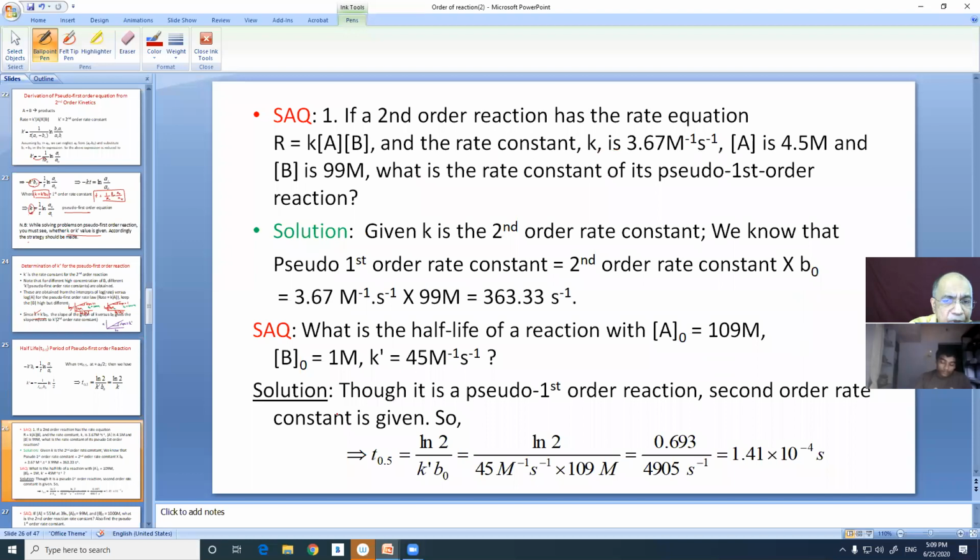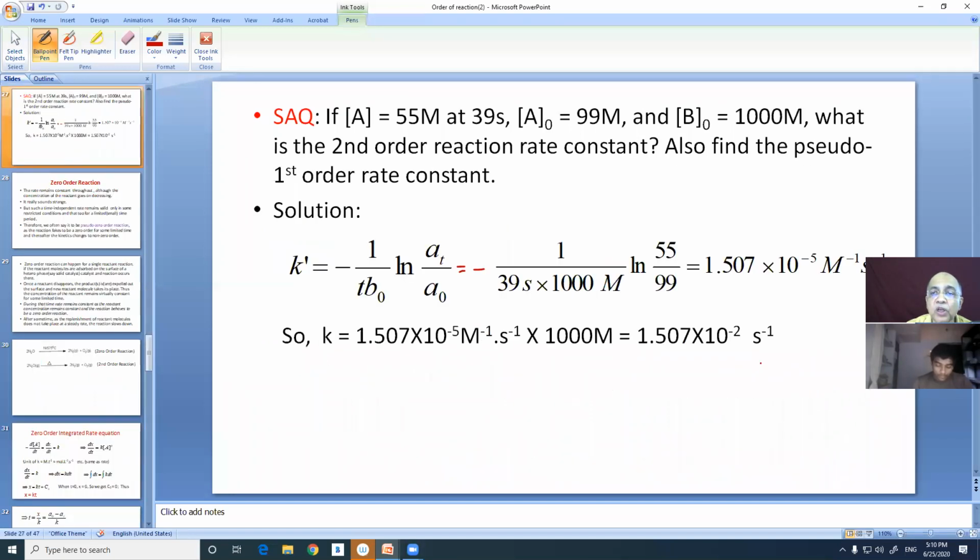What I wanted to impress upon you, that if you are using as a first order, but second order rate constant data will be given, then this K dash into this one, A0. Here A0 is B0, because the higher concentration is the one which is remaining more or less constant. So don't be confused here. So here 45 molarity inverse, second inverse into 109. So that is the first order rate constant, ln 2 by this. So that the half-life period will be 1.41 into 10 to the minus 4 seconds. So small.